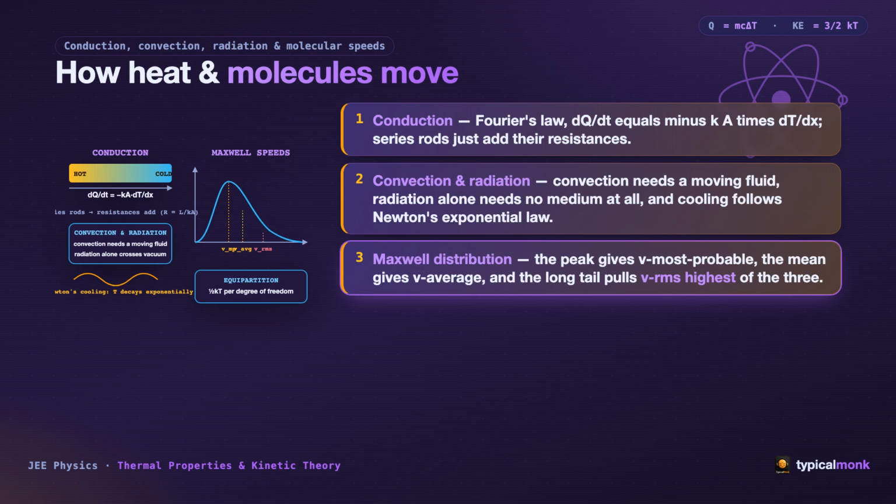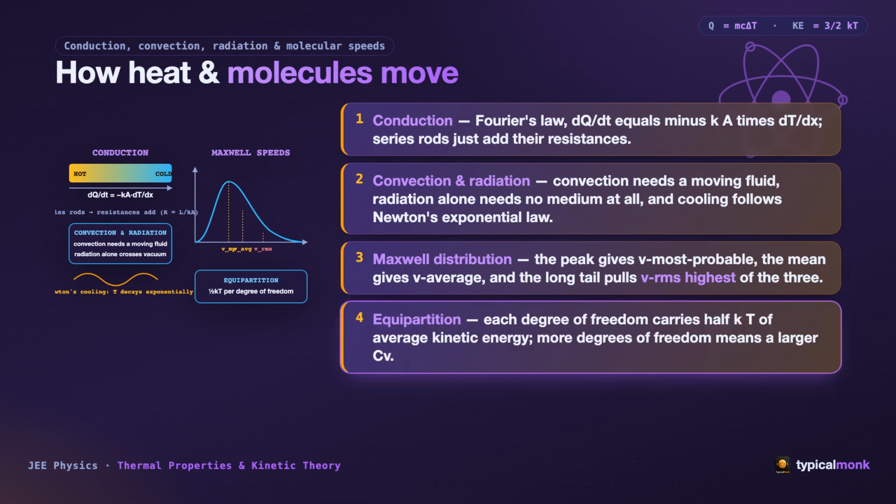Third, the Maxwell speed distribution. The peak of the curve gives the most probable speed, the middle gives the average speed, and the long tail pulls the RMS speed the highest of the three. RMS is always the largest of the three, for any gas. And fourth, equipartition. Every degree of freedom carries, on average, half kT of kinetic energy. The more degrees of freedom, the larger Cv becomes.